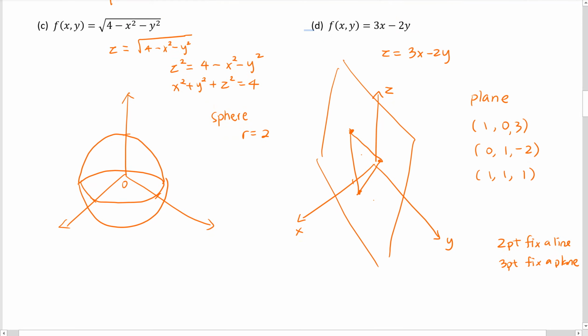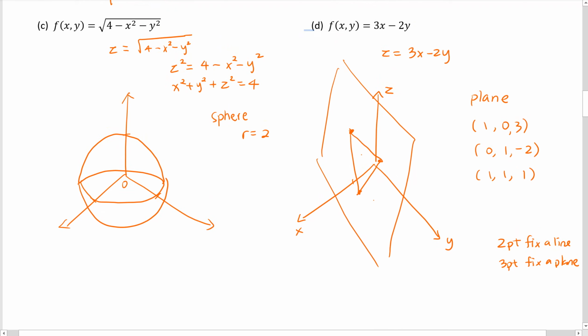And we did some examples before, right? If we have 3 points, let's say A, B, C, then we can use the vectors AB and AC to construct the normal vector. That's the cross product, right? Once we know the normal vector and we know 1 point on the plane, then we can write down the plane equation. Okay, so far so good, everybody?